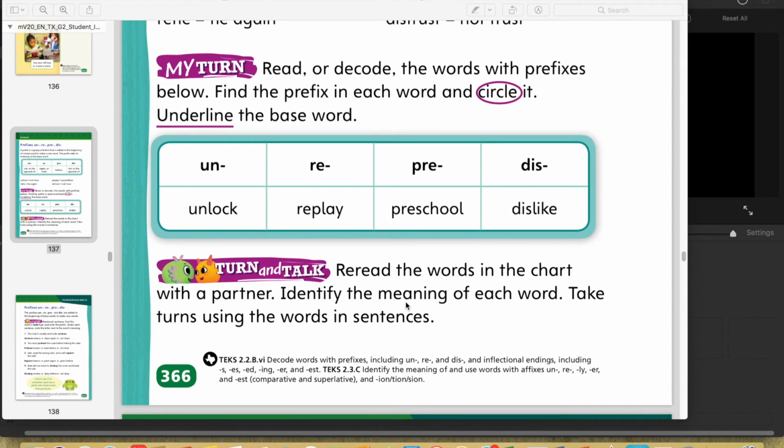So I want you guys to take a second just to look at this and see. I want you to read or decode the words with prefixes below. Find the prefix in each word and circle it. Underline the base word. So right here I have the word unlock, replay, preschool, and dislike.